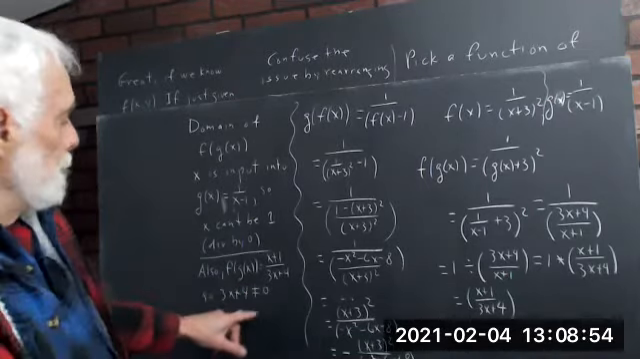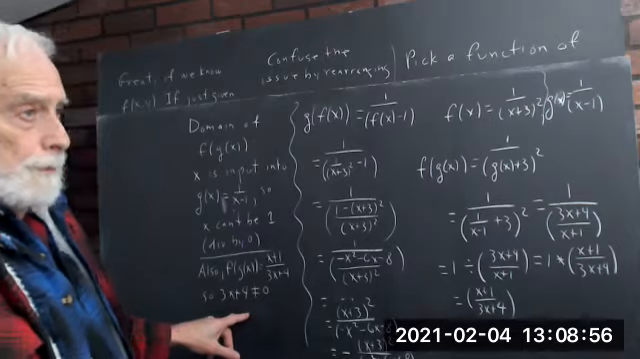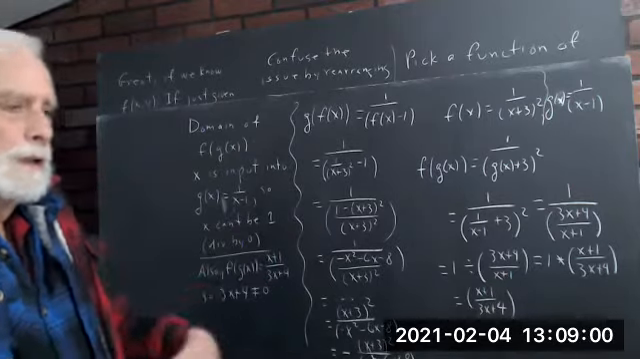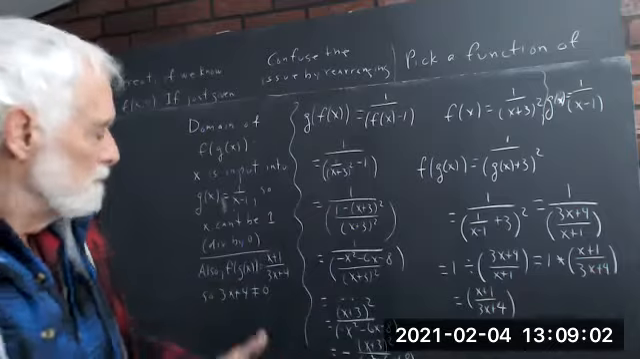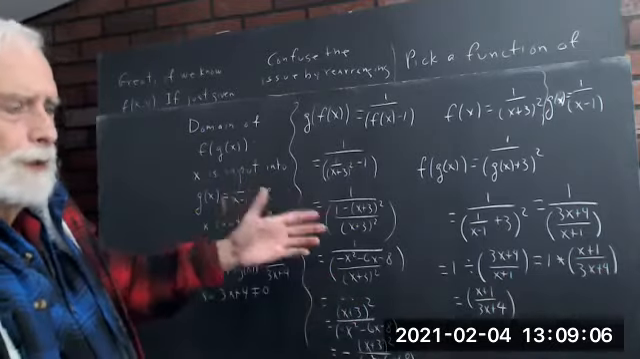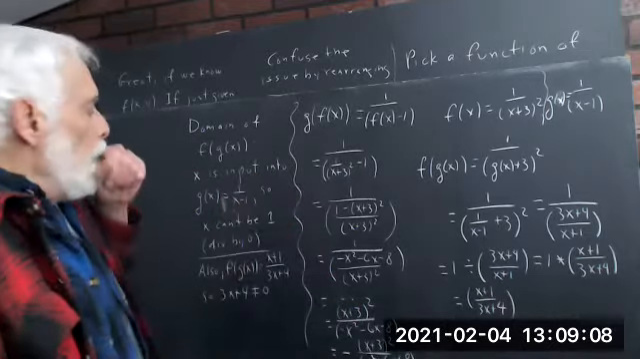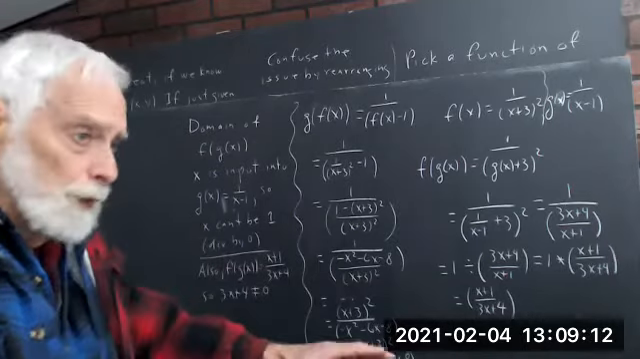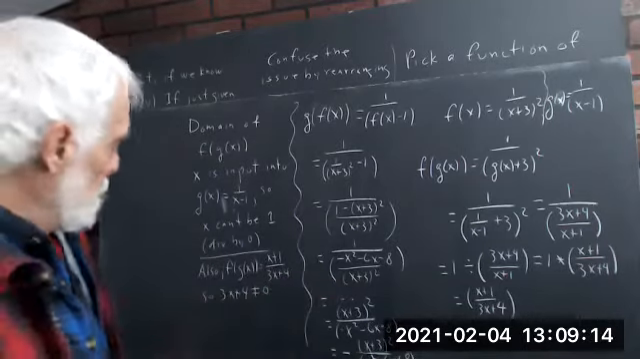So 3x plus 4 can't be 0. Now again, in section 1.3, you saw how, if you have a square root, the quantity has to be greater than or equal to 0. If you have a denominator, it can't be 0. So you use what you did in section 1.3.